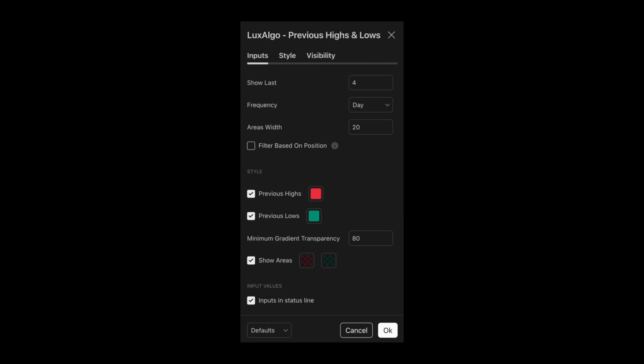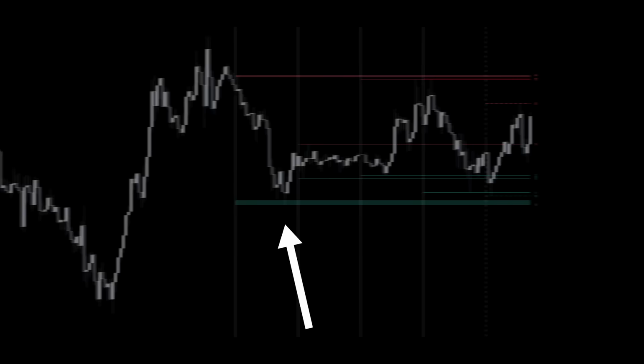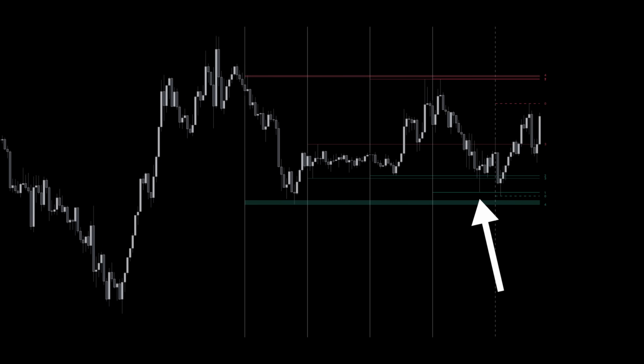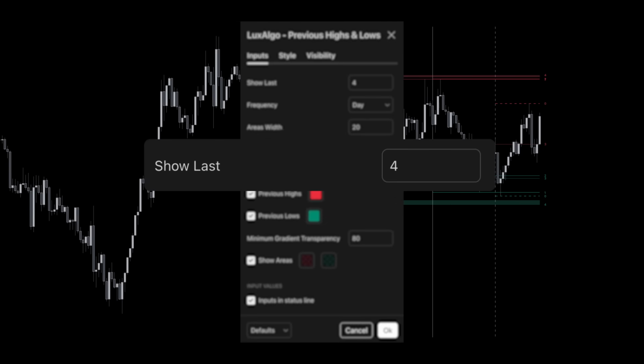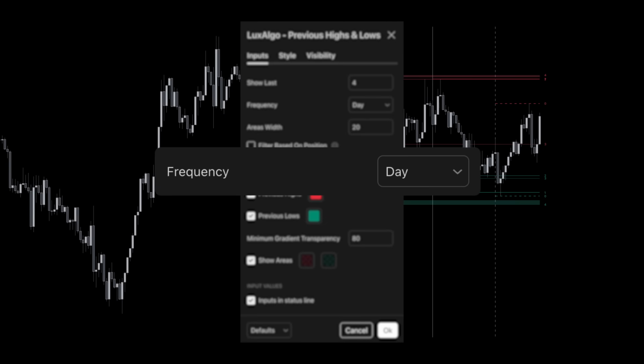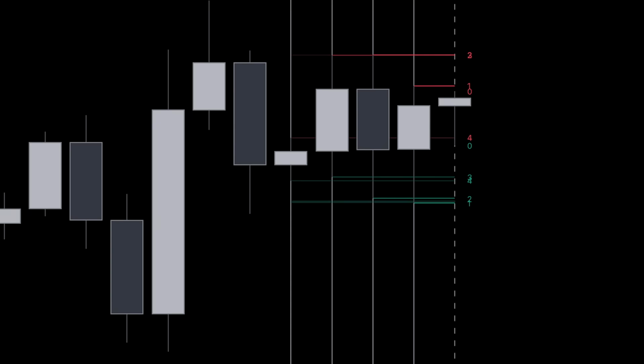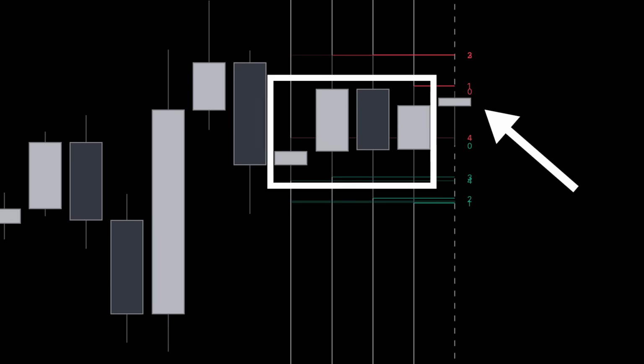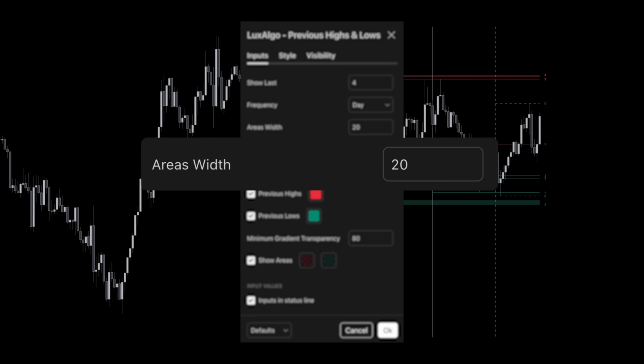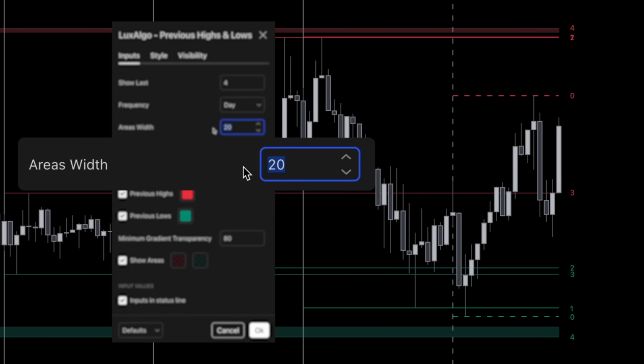Here, you can control everything. The Show Last option determines how many previous candles the indicator uses to draw levels. By default, it's set to 4. Right below that is the frequency setting, which selects the time frame of those candles. It's set to daily by default, meaning it references the current and last 4 daily candles to map out highs and lows. You also have control over the size of those supply and demand zones through the area width setting, which adjusts how thick those shaded regions appear.